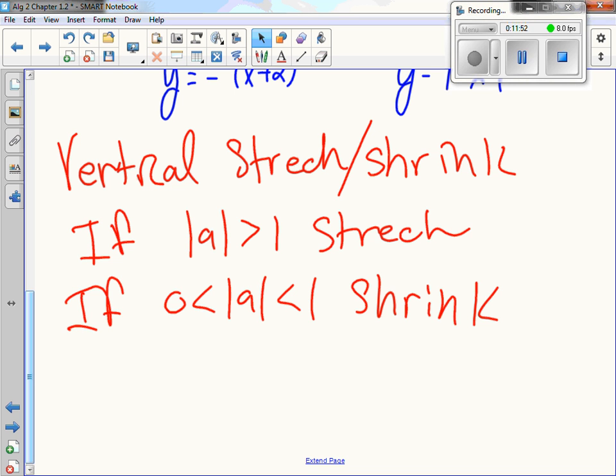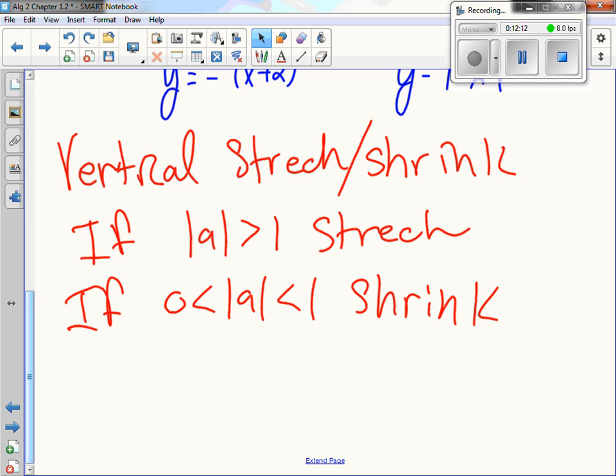There's only one other one that we have, and it's horizontal stretch and shrink. We'll get more into that when we start talking about absolute values and quadratics. It's essentially the same thing, but it shows up inside the parentheses.